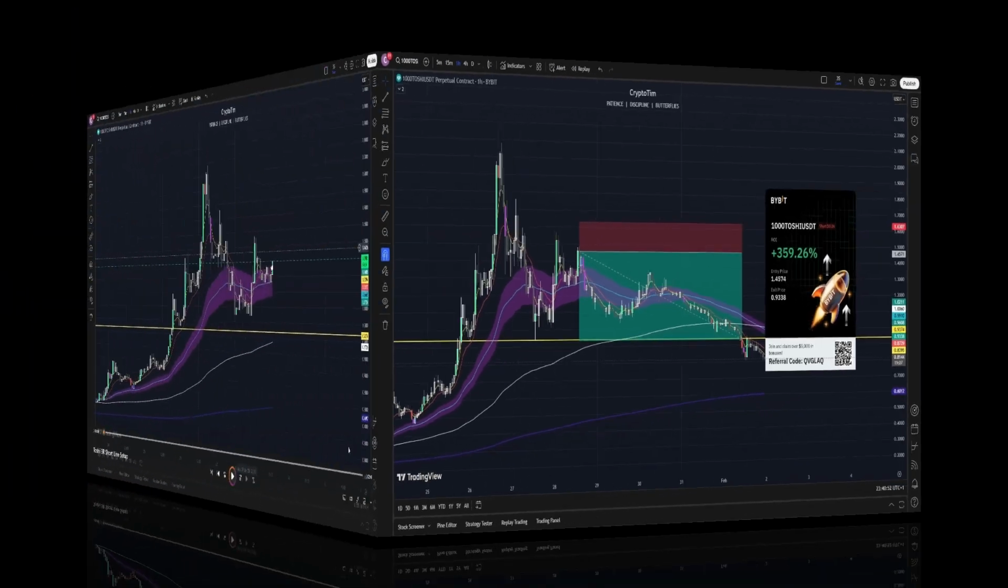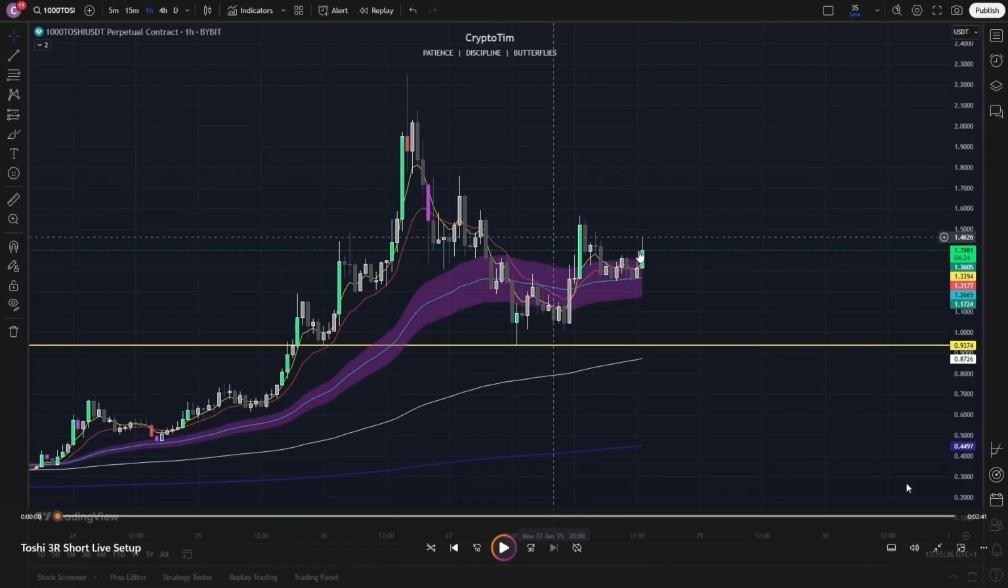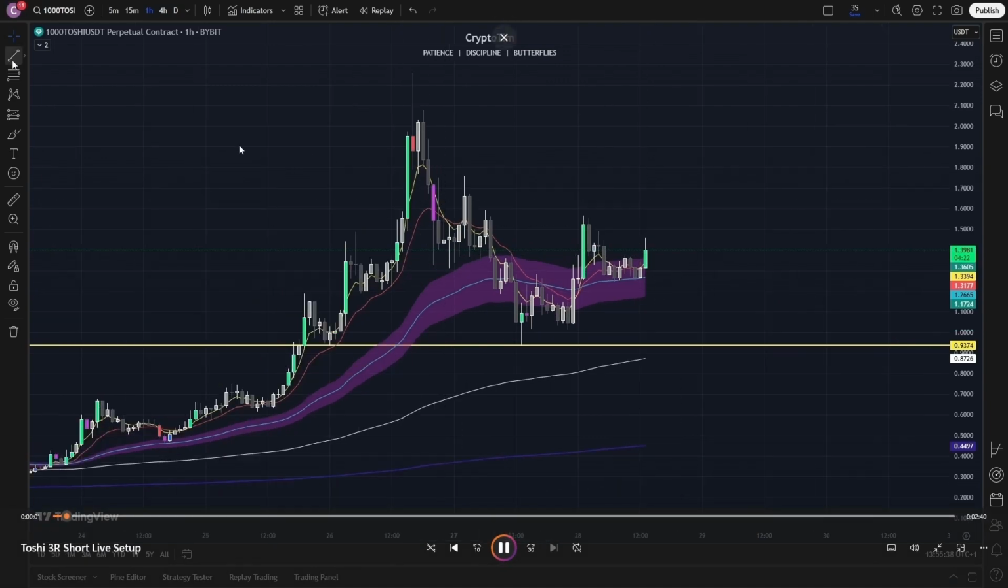Alright guys, so now for the actual TA part of the video. I'm here on the TOSHI chart on the 1 hour time frame. I did already have my yellow line here. This is just at the liquidity zone, so we can see right here we have this bounce, so we can assume there's quite some liquidity buildup underneath it. So that's what this yellow line is for. So let's play the video.